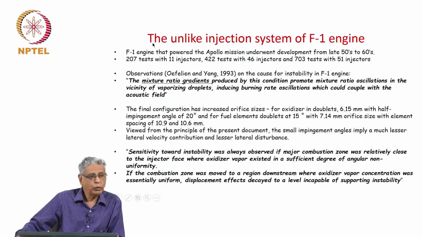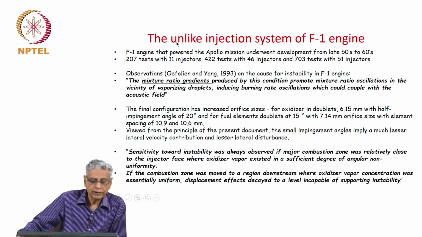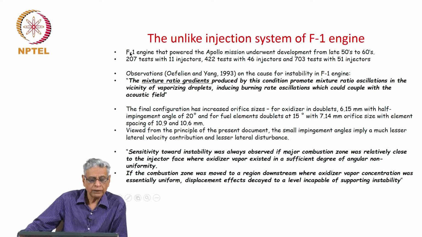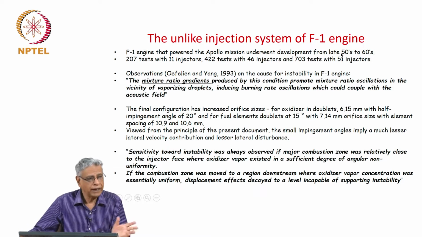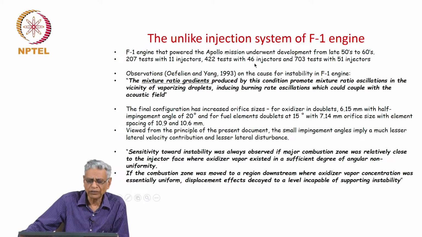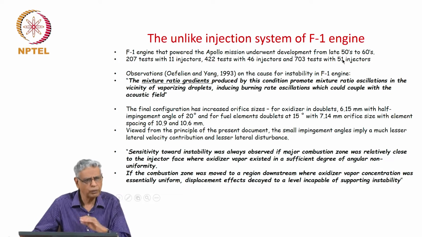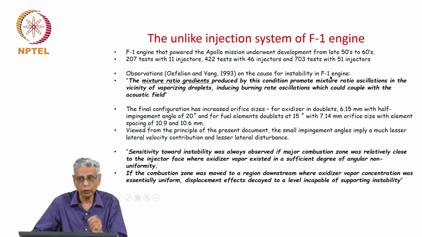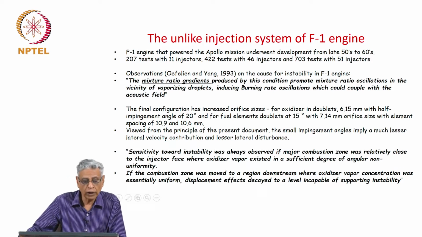Okay. Well, if you look at literature and see what is stated on the unlike injection system of the F1 engine, you find that this system was developed in the late 50s to early 60s. It had something like 207 tests with 11 injectors, 422 tests with 46 injectors, 703 tests with 51 injectors. It's a humongous effort. Observations by these authors on the cause of instability in the F1 engine is a very nice document, and those who want to learn about instability should read this.